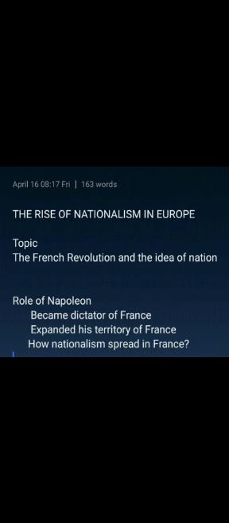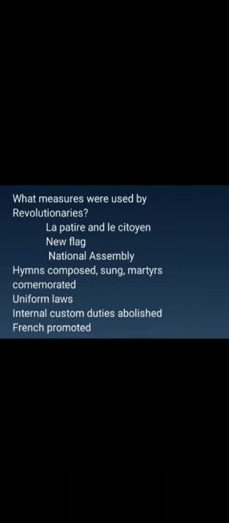He did not favor democracy, but he was very good in administrative system. He believed that if the administrative system of a country is good, then ultimately either it be a kingdom or otherwise, it is going to rise. So how nationalism spread in France, that is the point.